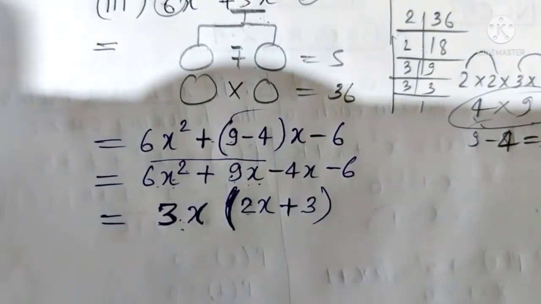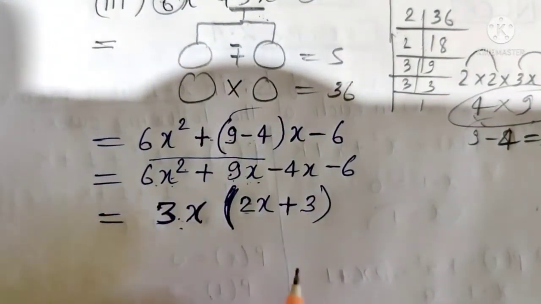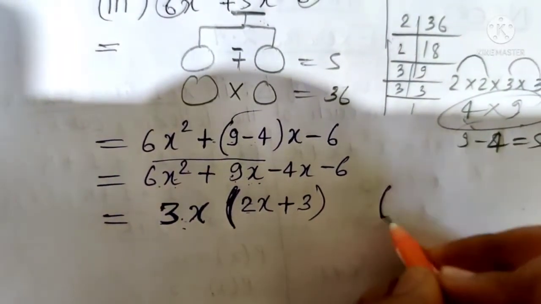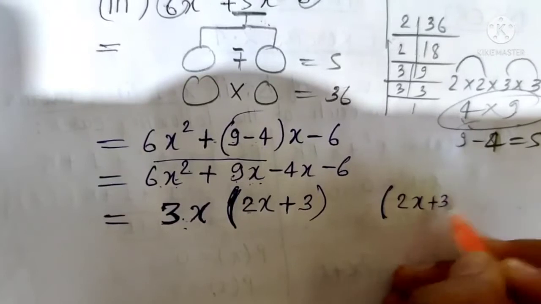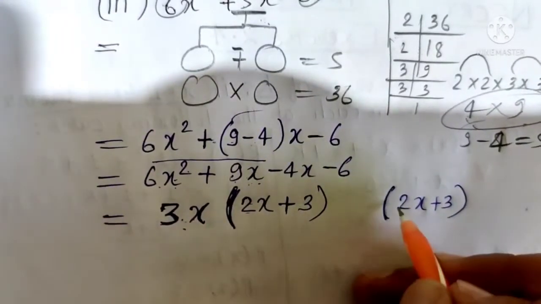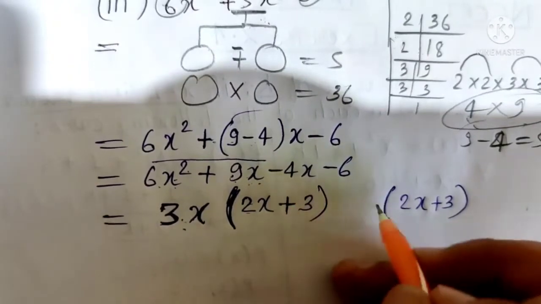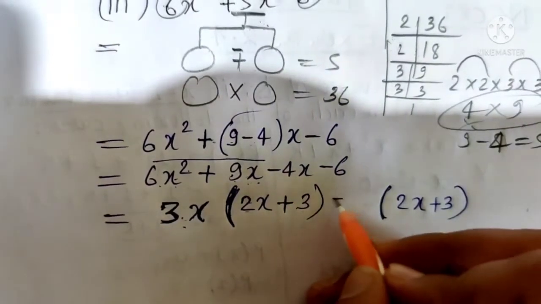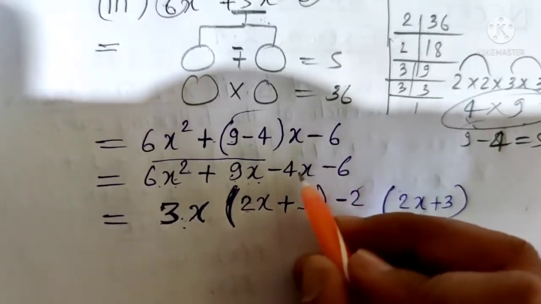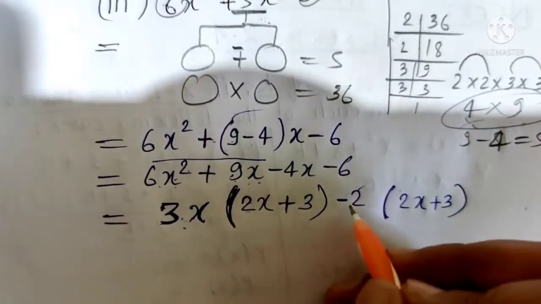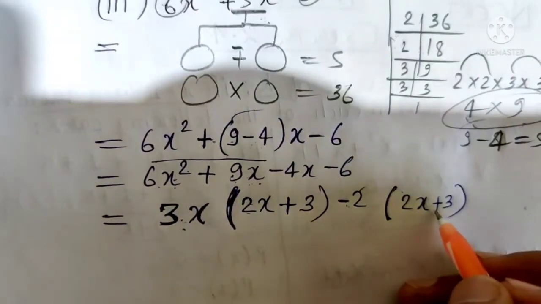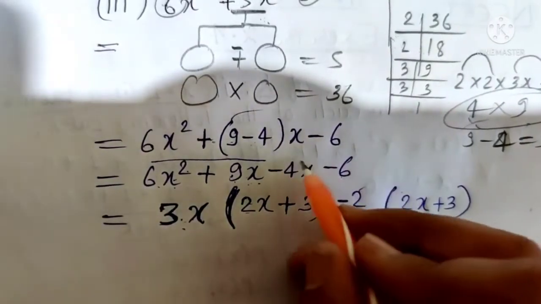Okay, we got this term. Now I need minus 4x minus 6. So here I should write the same expression again, 2x plus 3, because then only the common factor will come. Now by which number should I multiply 2x so that it becomes minus 4x? Right now it is plus, so I should multiply by minus 2 only. So 2 into 2 is 4, and x is already there. Then minus 2 into 3 becomes minus 6, and we need minus 6 only. So did we get this term or not?